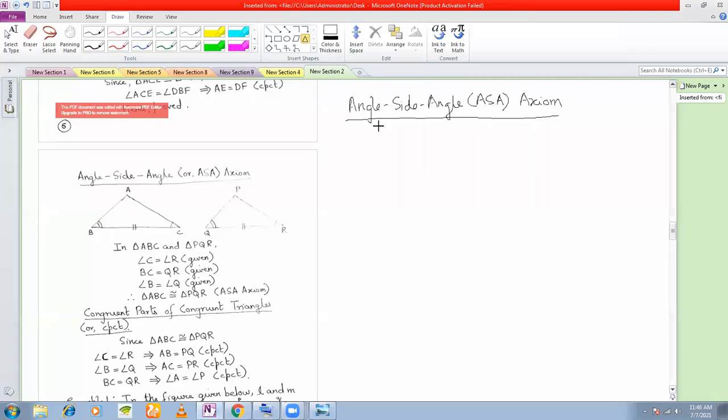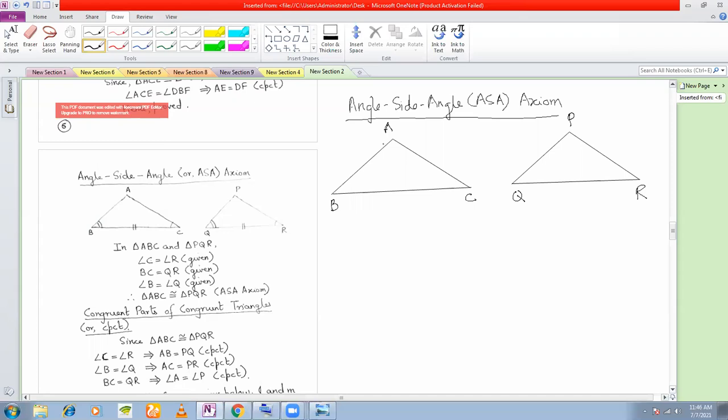Now in the ASA axiom, if you have two triangles, say ABC and PQR, and these two triangles are such that two of the angles are given to be equal. Say this angle is given to be equal to this angle, and if this angle is given to be equal to this angle, and if you see, the included sides must also be given to be equal.